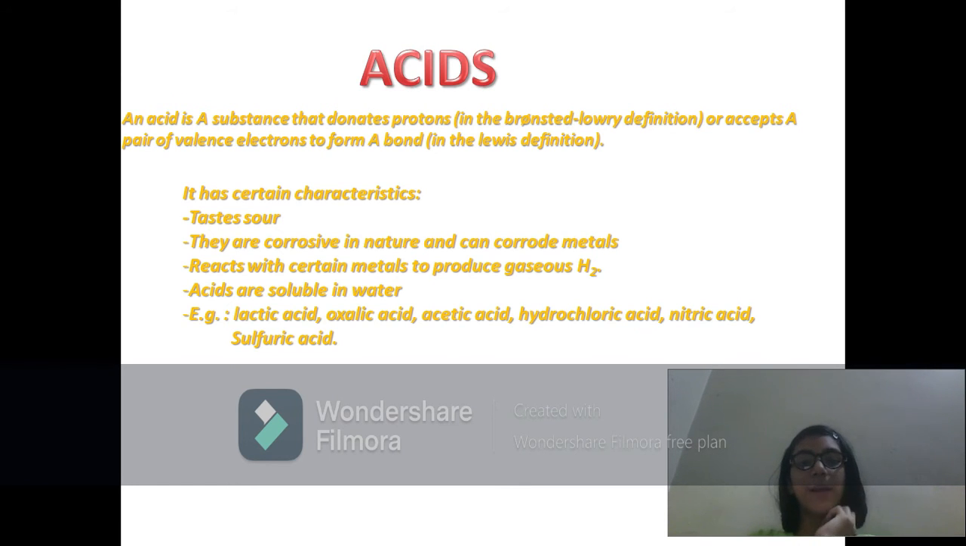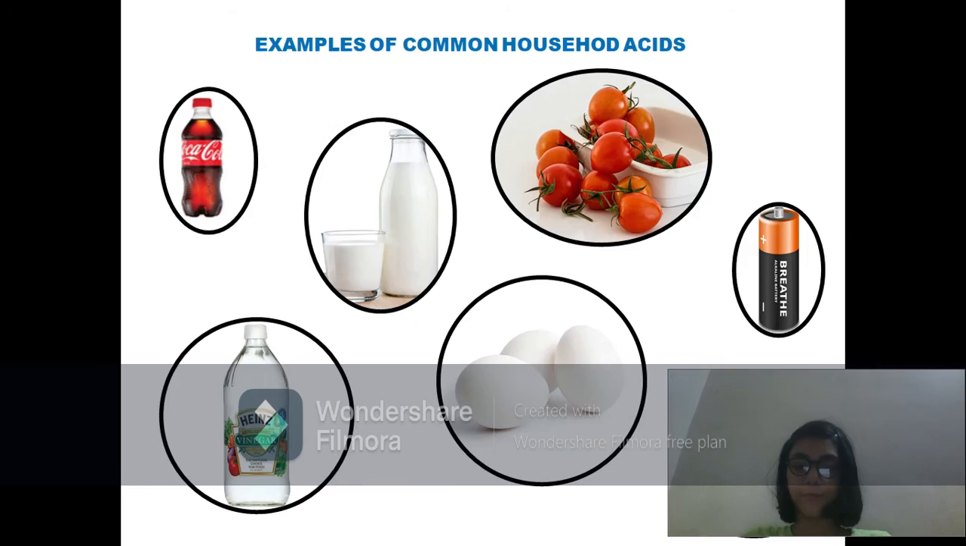Acids are soluble in water. Some examples are lactic acid, oxalic acid, acetic acid, hydrochloric acid, nitric acid, and sulfuric acid.